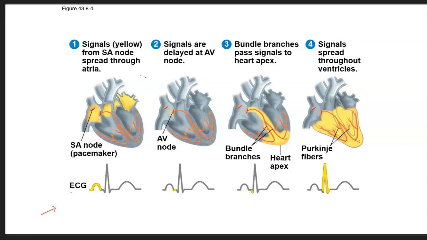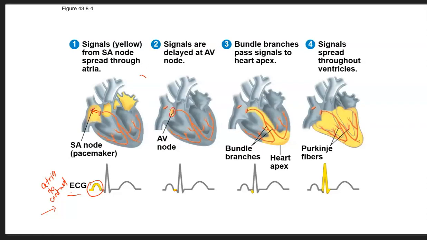The first one, the yellow region here, shows that the signal, or electrical impulse, spreads from the SA node, the sinoatrial node, through the atrial wall and causes the atria to contract. Atrial systole. As the atria contract and push the blood into the ventricle, there will be a slight delay.